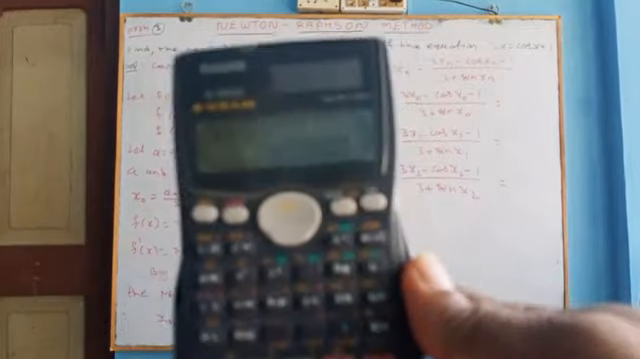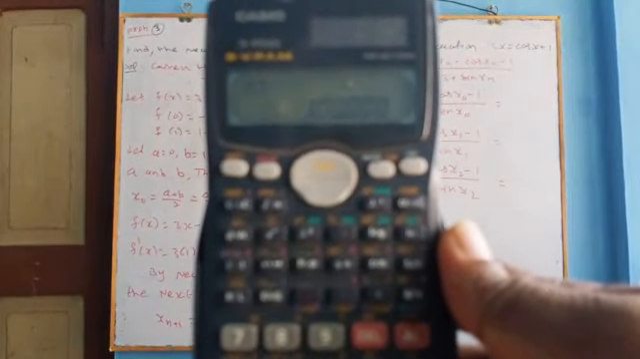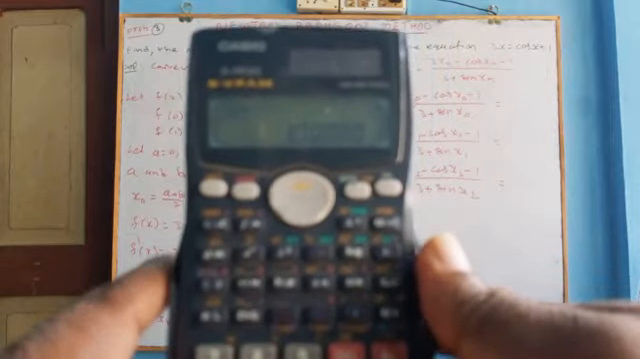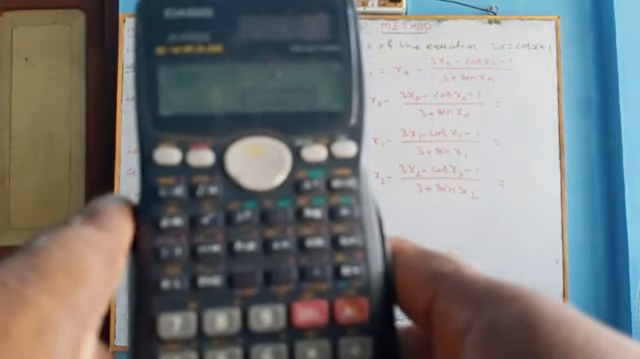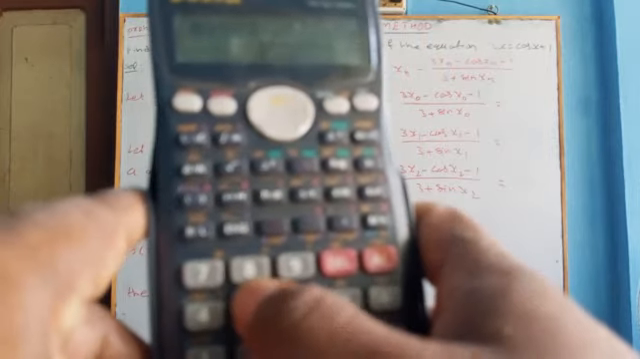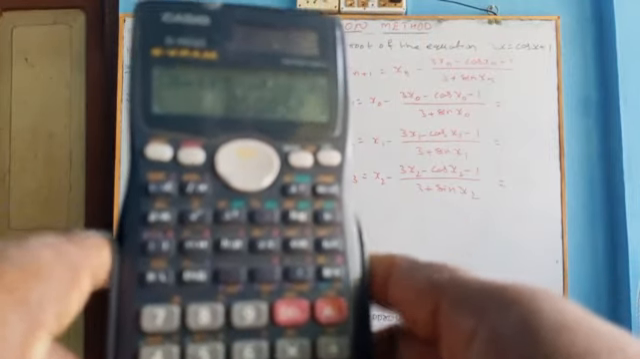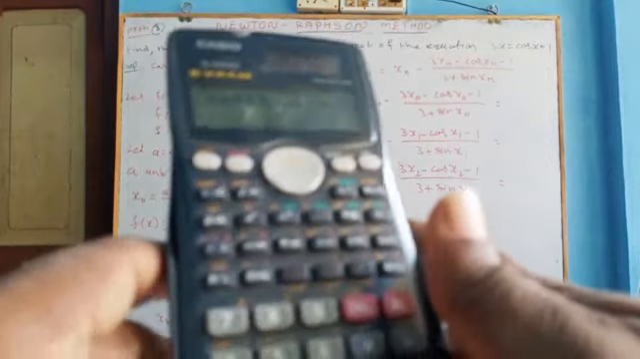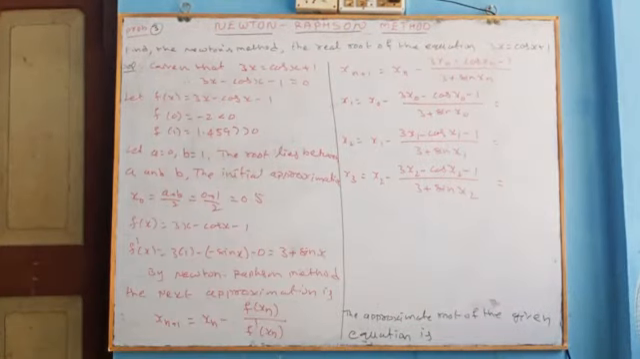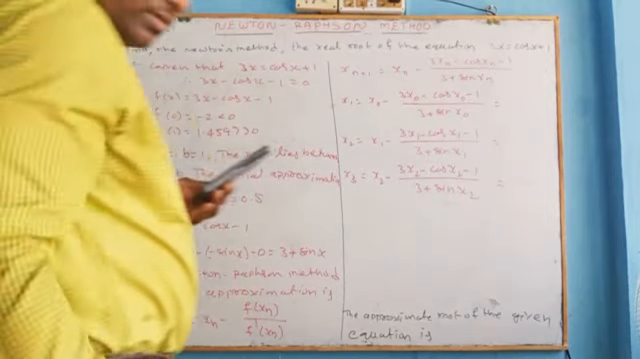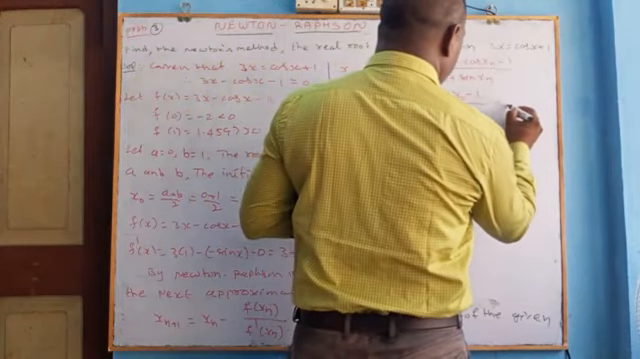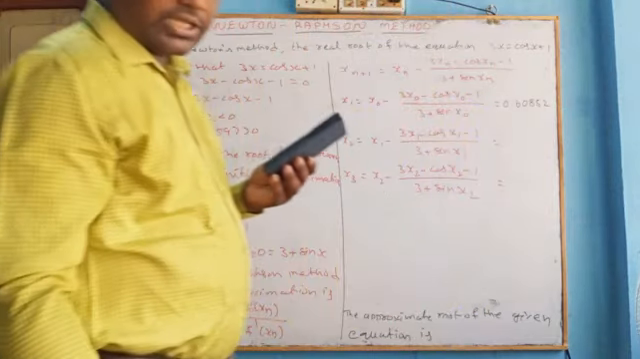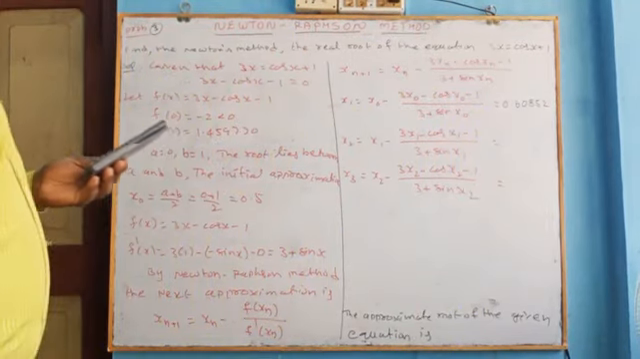What is the initial approximation? X naught is equal to 0.5. We get that x1 is equal to 0.60852. The next approximation: put x1 in this equation.